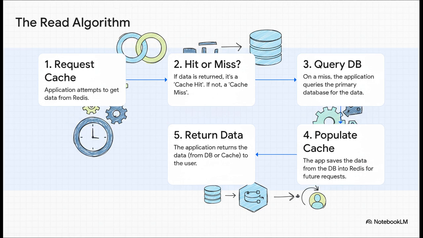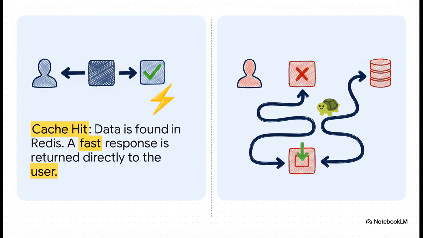If it's a miss, the app has to go on that longer journey to the main database. It grabs the data, but, and this is the crucial step, before it sends it back to the user, it saves a copy in Redis for the next person who asks. Then, finally, it sends the data back to the user. And this is where you really see the difference.